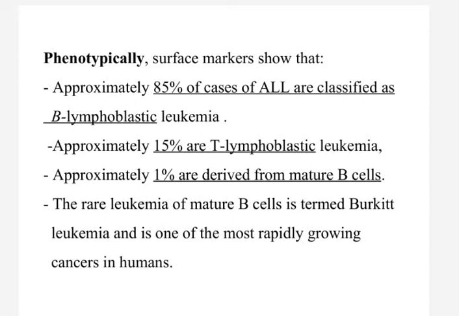Phenotypically, the surface markers show that approximately 85% of cases of ALL are classified as B lymphoblastic leukemia. 15% are T lymphoblastic leukemia. 1% are derived from mature B cell. The rare leukemia of mature B cell is termed Burkitt leukemia, and it is one of the most rapidly growing cancers in humans.